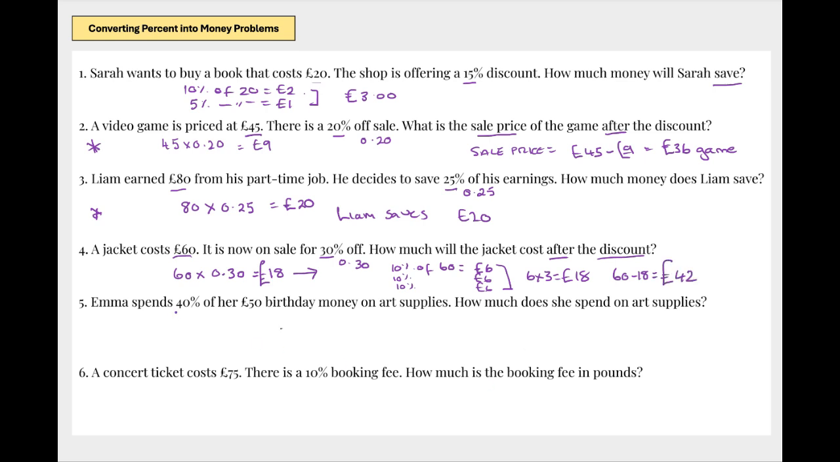Presenter spent 40% of her £50 birthday money on art supplies, and they're asking how much does she spend. So we're going to do 10% of 50, which equals 5. 40% is going to be 5 times 4, which equals 20. So the answer is £20.